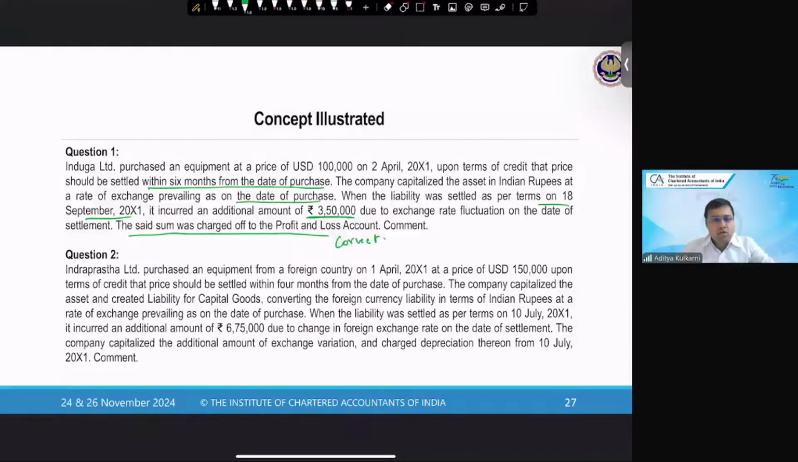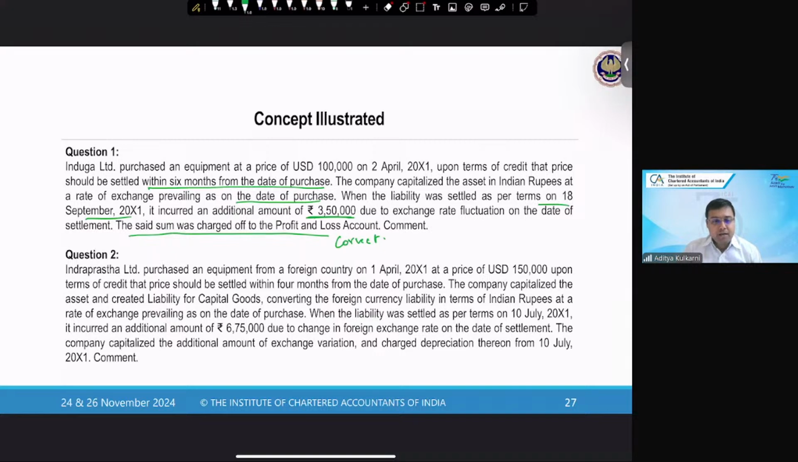First golden letter was what? Functional currency is the currency in which you pass your journal entries. The second golden words that you will have to note down is any exchange fluctuation on settlement will be going to the P&L. You will not capitalize it in the value of the asset.